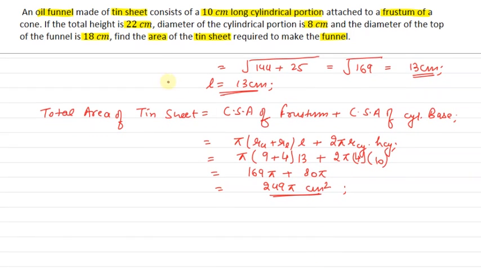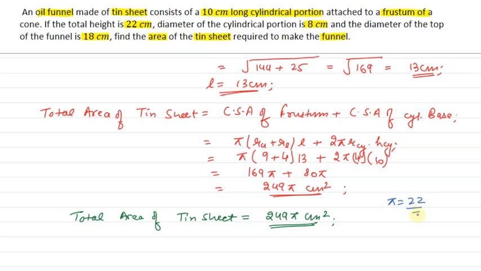So you have found the value of the total area of tin sheet required. I'll just write down the answer again. Total area of tin sheet will be equal to 249 pi centimeter square. You can also use the value of pi as 22/7 or 3.14, whichever the question requires, you can put these values and find your answer. So this was the explanation for the above question. I hope you understood. Thank you.